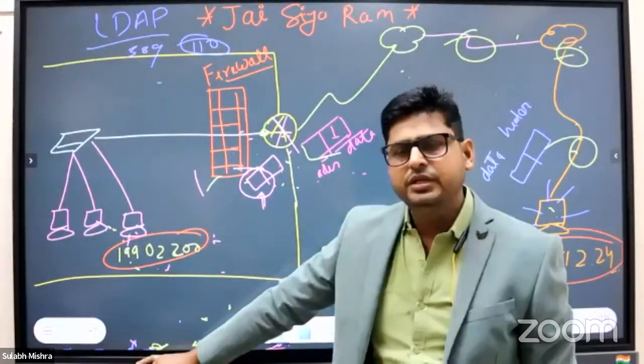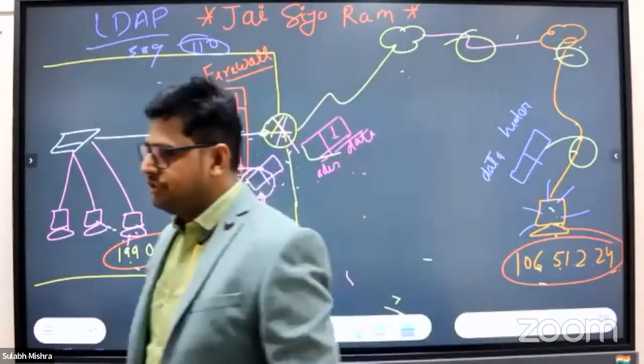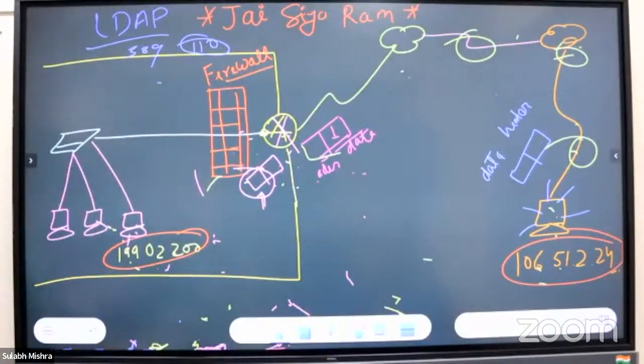5, 6, 7. I'll have to move you to the waiting room. This person, Kumar.